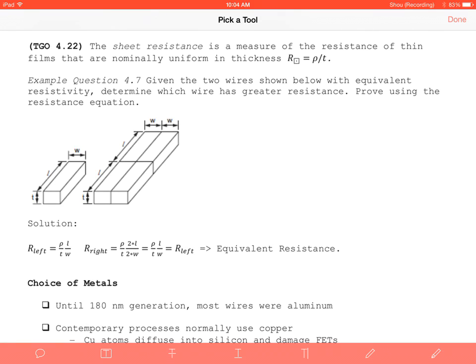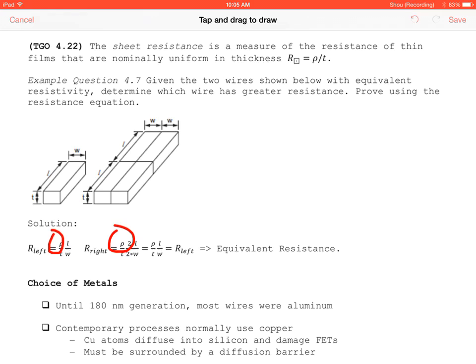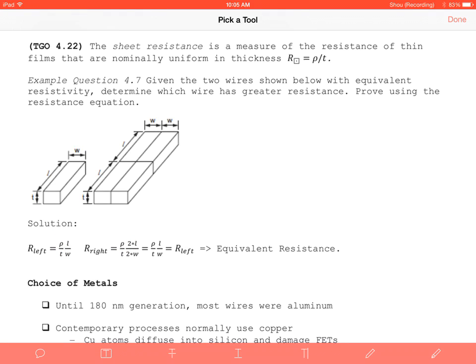So let me reread the question for you and then go over the proof again. Example question 4.7, given two wires shown below with equivalent resistivity. So in that problem, the equivalent resistivity is here. Determine which wire has the greater resistance and prove this using the resistance equation. So you're given the resistance equation in 4.21.